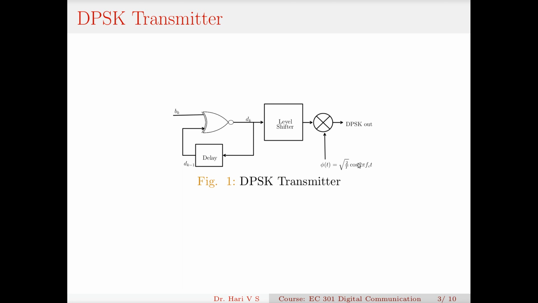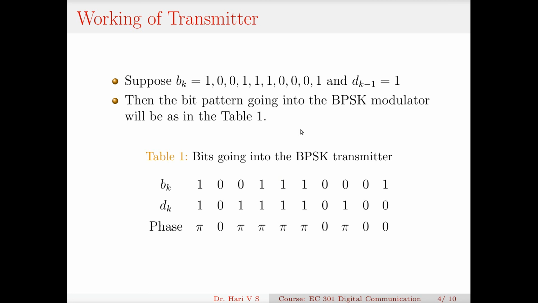This is essentially a BPSK system, but the difference is that the bits to be transmitted don't directly go into this BPSK system. Instead, they go to a logic circuit, an XNOR circuit. This XNOR is nothing but a complement of a modulo-2 addition, and here this bit d_k is delayed by one clock cycle, that is 1 Tb, one bit period, and it comes here. So this b_k is XNORed with d_k minus 1, and effectively this d_k goes into my BPSK system.